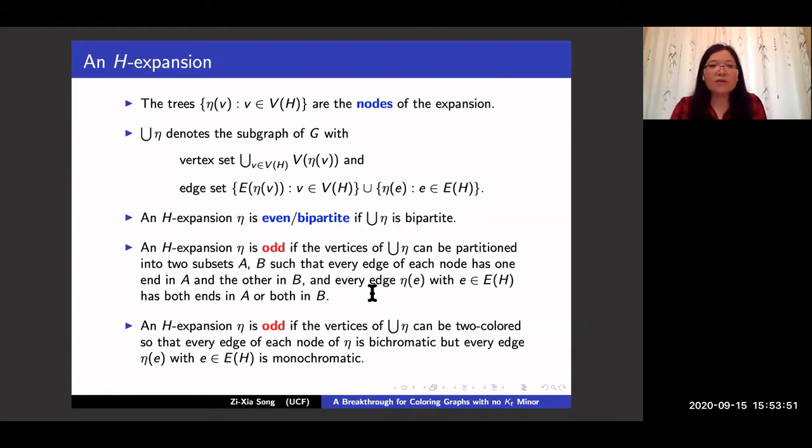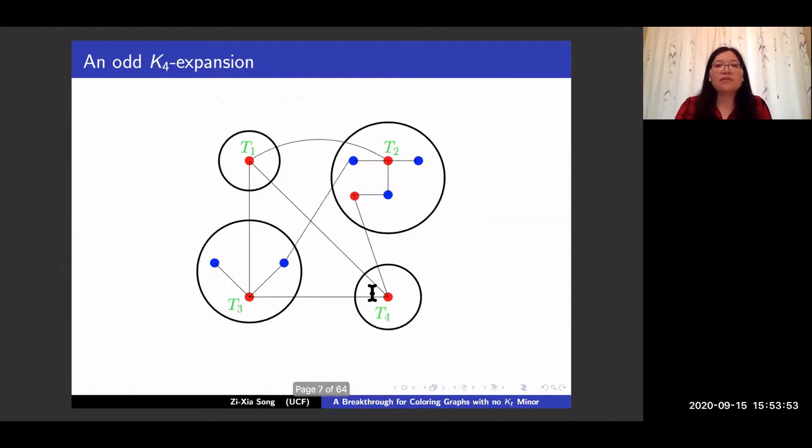So now let's see here. With this definition, you can see one example here. This would be an odd K4 expansion, or an odd K4 minor here. This is an odd K4 expansion. By the way, please feel free to stop me if you have any questions.